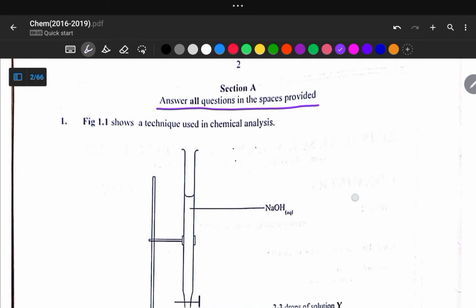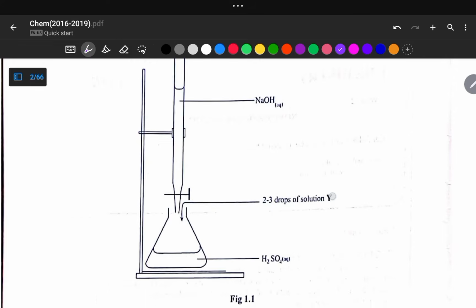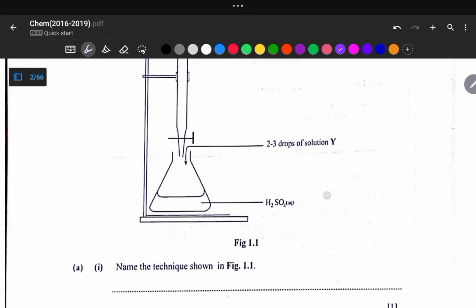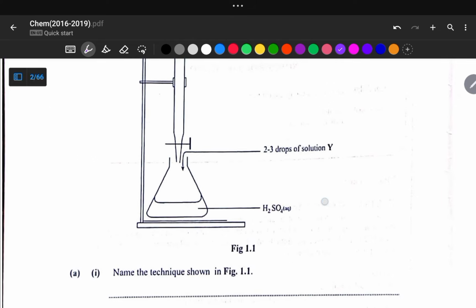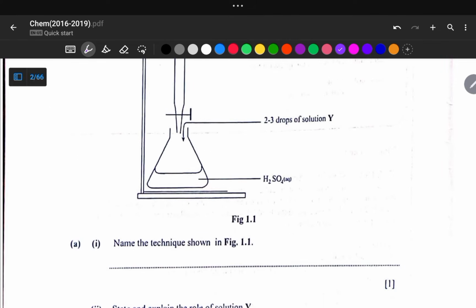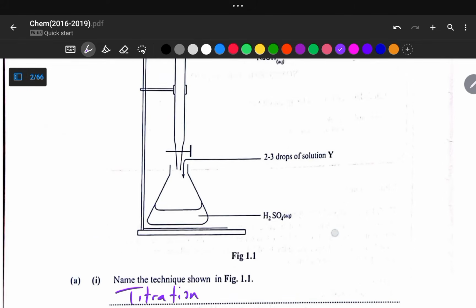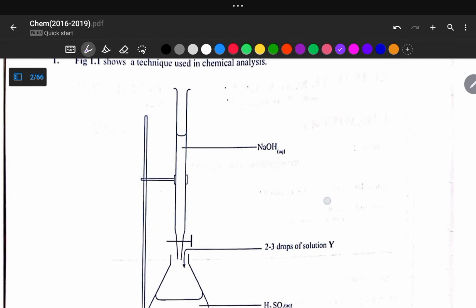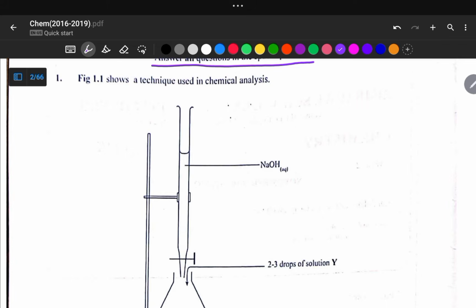We're given Fig 1.1, which shows the technique used in the chemical analysis. This is Fig 1.1 with this burette, this conical flask and this tile. We're required to name the technique. So this is titration. We are not here to just cram answers or memorize papers, but we want to broaden our foundation to understand the fundamentals in chemistry.